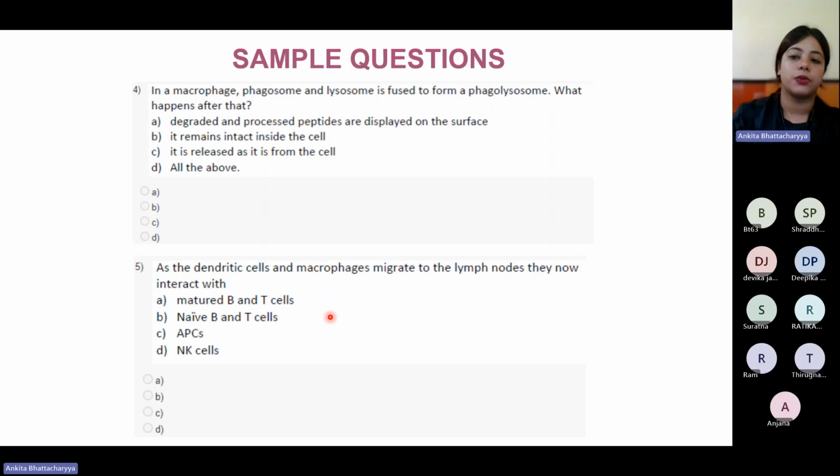Naive B and T cells are present within the bone marrow and the thymus. Mature cells are released into circulation and they are present in the lymph nodes. And this is very crucial because if immature cells are there, they would not be able to interact with the antigenic peptides, which are displayed by dendritic cells and macrophages. So the correct option is mature B and T cells.